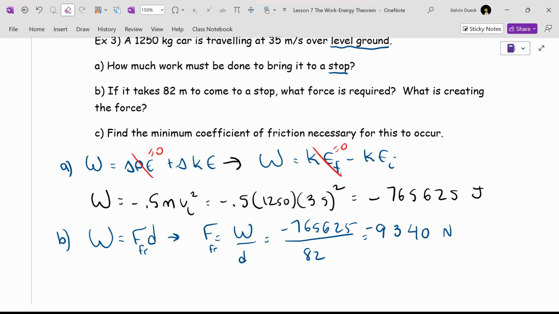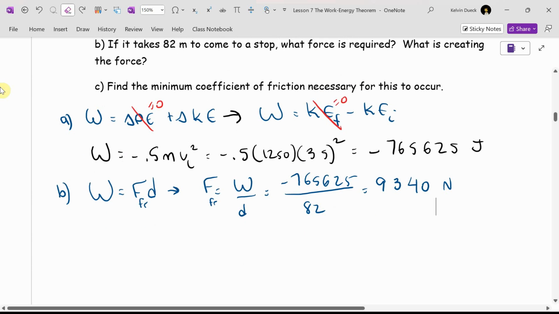Now, it's negative. What's the negative telling me? It's telling me that the force is in the opposite direction of the distance. I would be fine if you left the negative off. I would take a positive or a negative answer here because I really didn't say what direction. I just kind of wanted the magnitude.